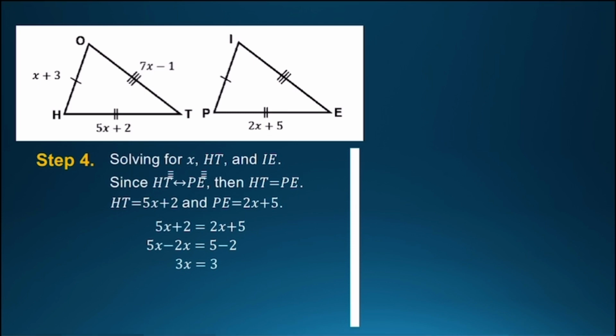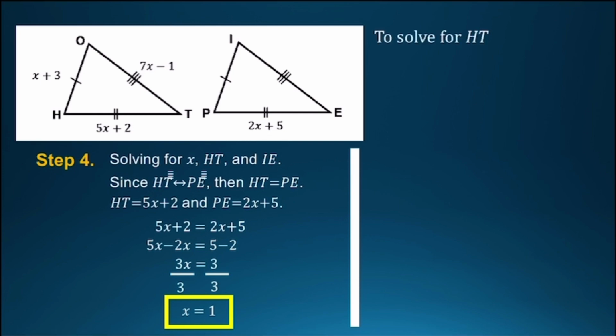And let's apply the division property of equality. So we're going to divide it by 3, since we're looking for the value of x. So 3x divided by 3 is x, or 1x, and 3 divided by 3 is 1. Now, our value for our x is 1.